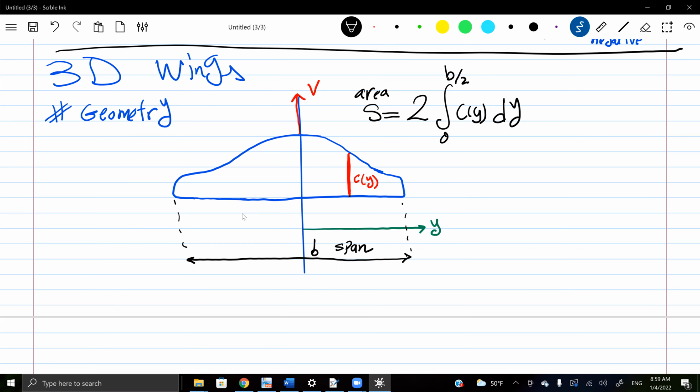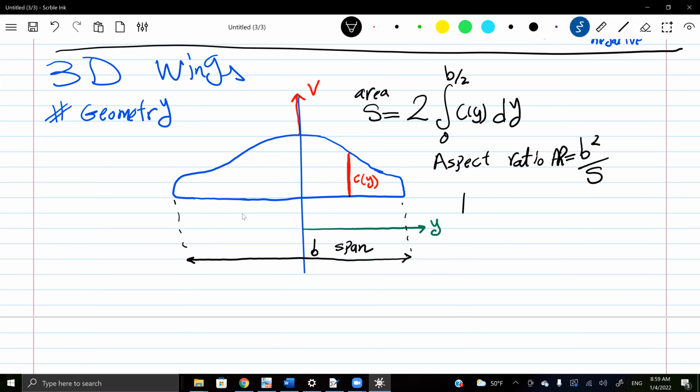And based on the area, I can also define a very important parameter called the aspect ratio. If it's a rectangular wing, it will be b over c, but for an unconventional wing like this, in general, it is b squared over S, b squared over area. This is the standard definition for aspect ratio, and we denote it by AR.